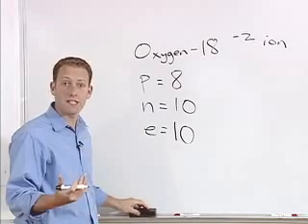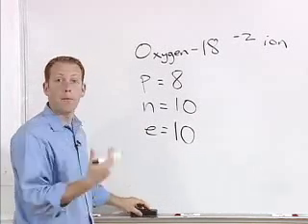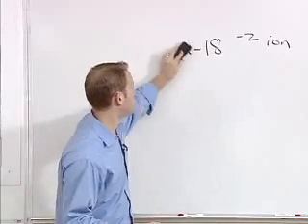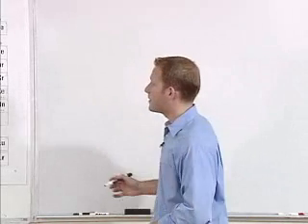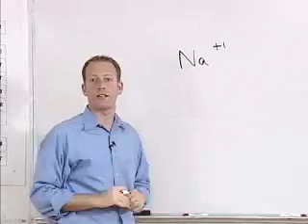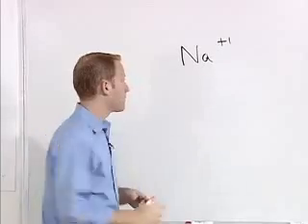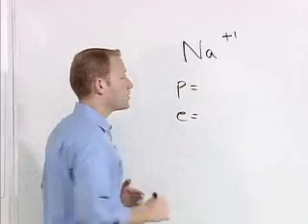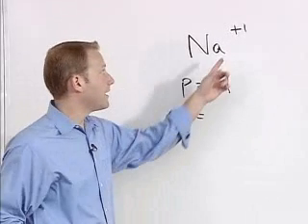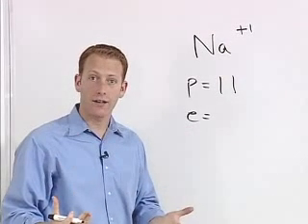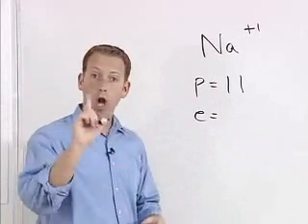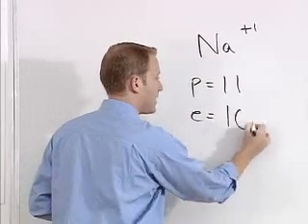And just keep in mind, if it was a positive ion, there would be fewer electrons. Let's do one more just to show you, and then we'll be done. If we have sodium with a +1 charge, let's just do protons and electrons. Let's not even worry about mass number. Sodium has an atomic number of 11, which means there are 11 protons. If it's a positive 1 ion, that means there's 1 more proton than electron, which means that sodium lost 1 electron, which makes it 10 electrons.